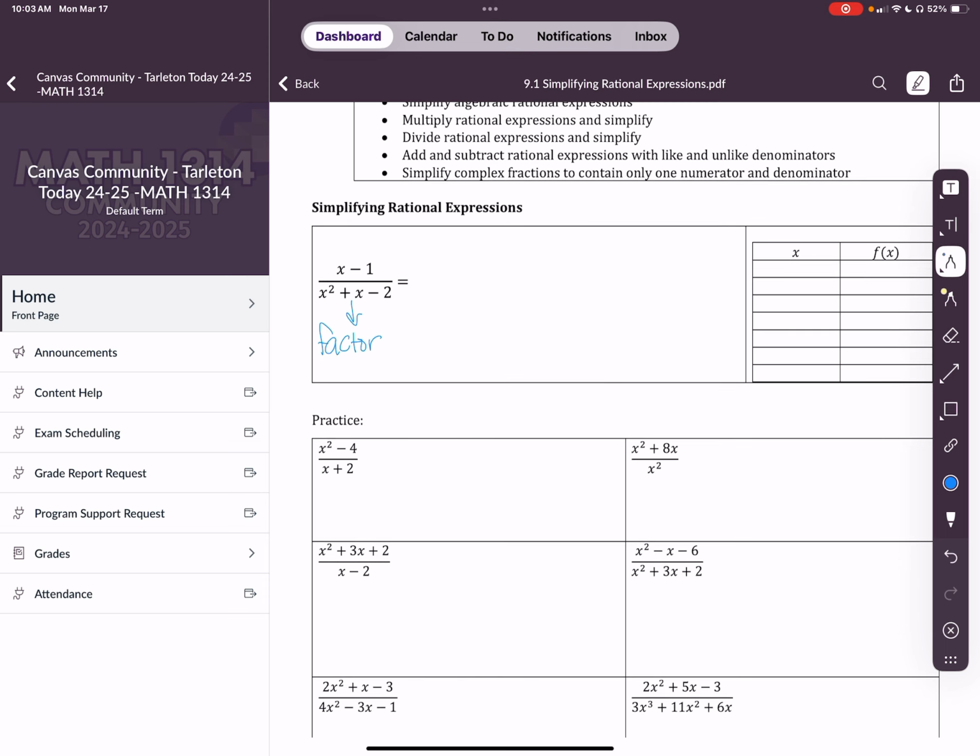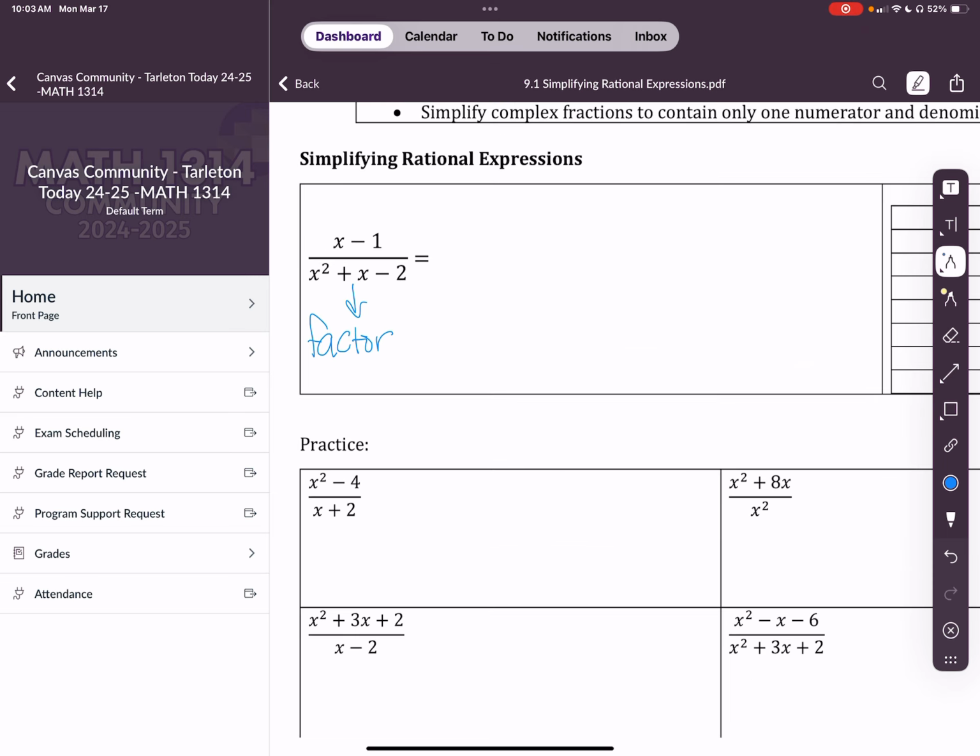Okay, so we do need to factor this. And so factoring that, x minus 1 is going to stay on the top. But then on the bottom, I can have x plus 2, x minus 1. Okay, those would be my two factors there.